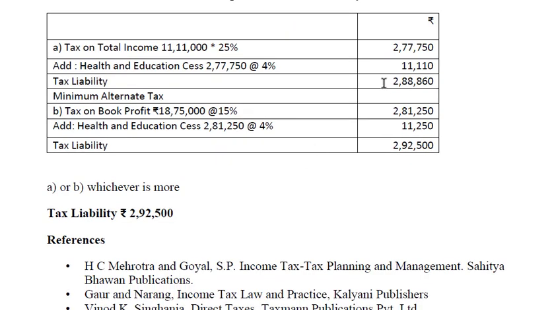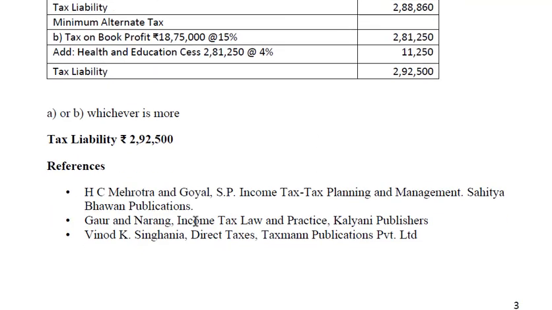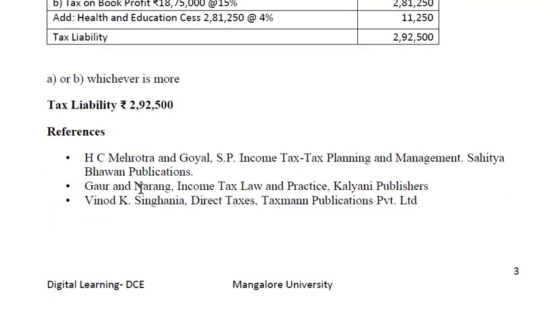Now normal tax liability is 2,88,860, but minimum alternate tax is more. So minimum alternate tax will be the tax payable, and the company can claim for MAT credit, that is the difference between the tax paid and the normal tax rates. References.